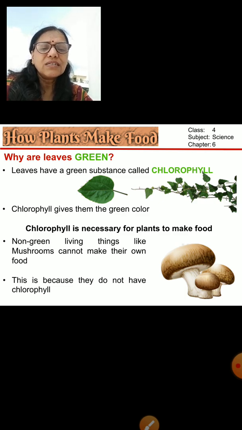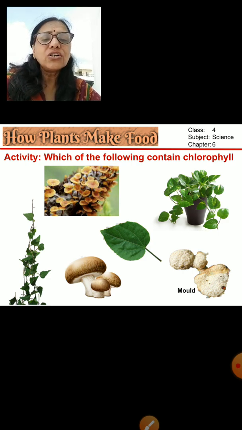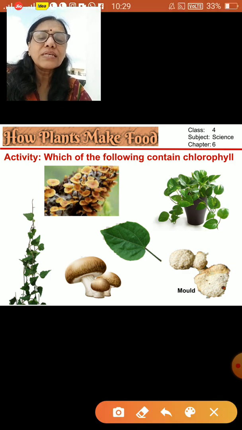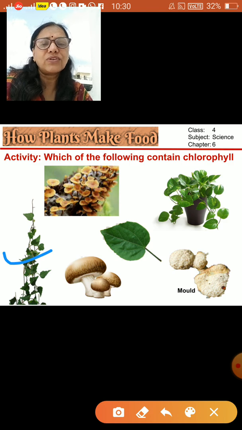Now we will do a small activity, in which you have to tell which of the following contain chlorophyll. Okay, so let us do it. See, this is a green plant which has green leaves. So obviously it contains chlorophyll. I'll mark it as having chlorophyll.